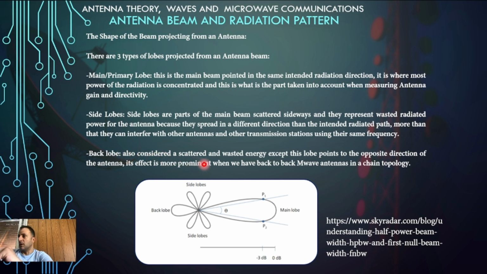The back lobe, also considered scattered and wasted energy, except this lobe points to the opposite direction. That's the difference between itself and the side lobes. Its effect is more prominent when we have back-to-back microwave antennas in a chain topology. Why? Because this back lobe would interfere directly with the antenna mounted on the back of the other in a chain topology in microwave. That's why in microwave, for two antennas mounted back-to-back, each one would need to use a very different frequency than the other, to eliminate the problem of interference. By the way, between P1 and P2, that would be, if you will, the bandwidth at -3 decibels, but we'll get to that later.